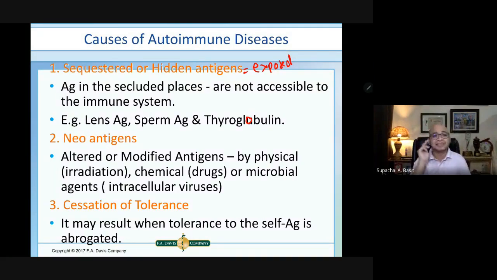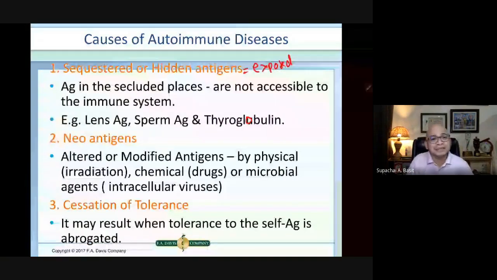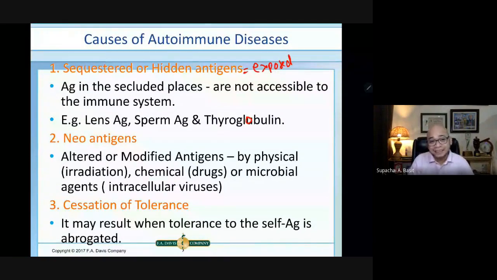Now, the second theory is the presence of neoantigens. What do you mean by neoantigens? Newly formed antigens. A neoantigen is an altered or modified antigen, changed by irradiation, chemical drugs, or microbial agents. So our own body's antigens become newly formed antigens whenever we are exposed to irradiation, drugs, or even microbial agents.